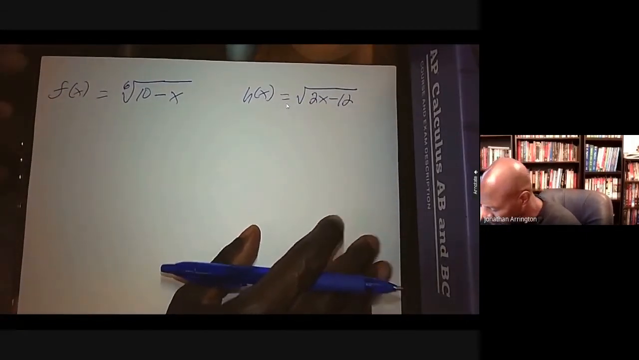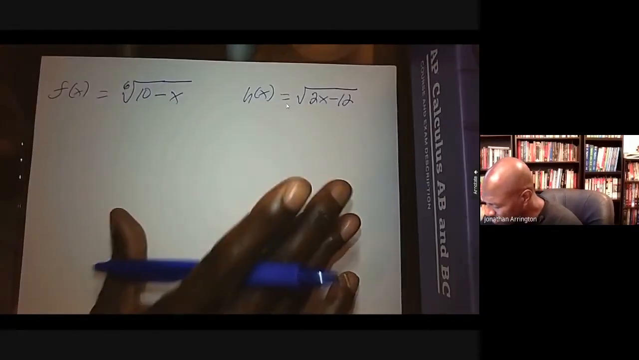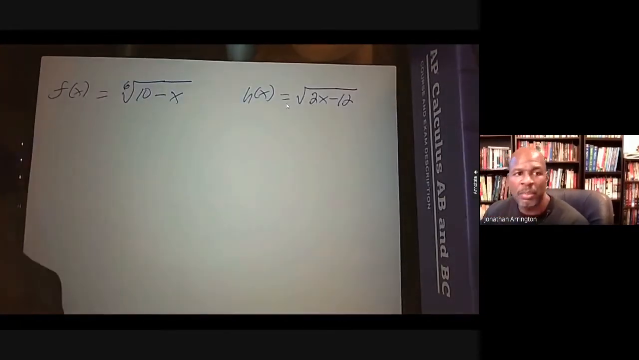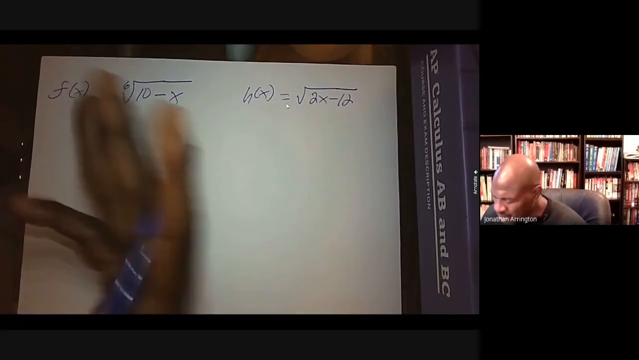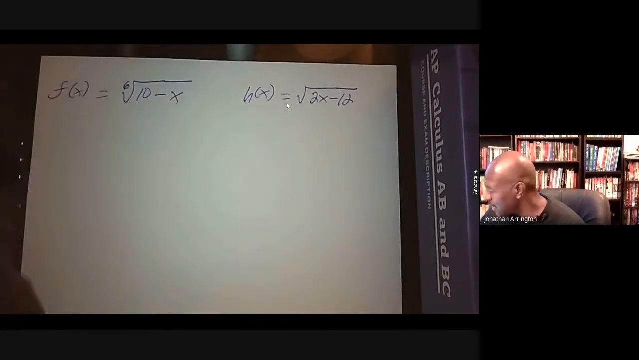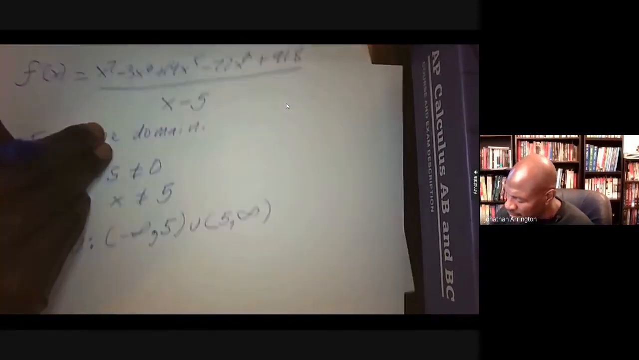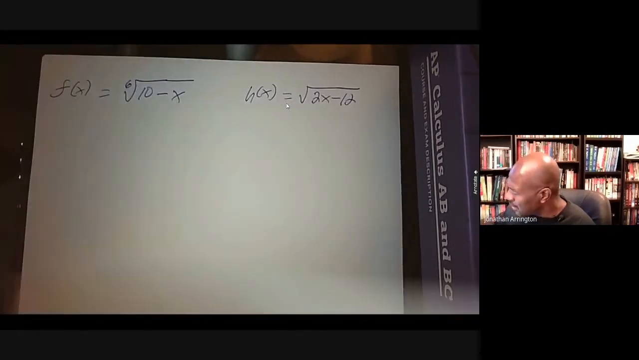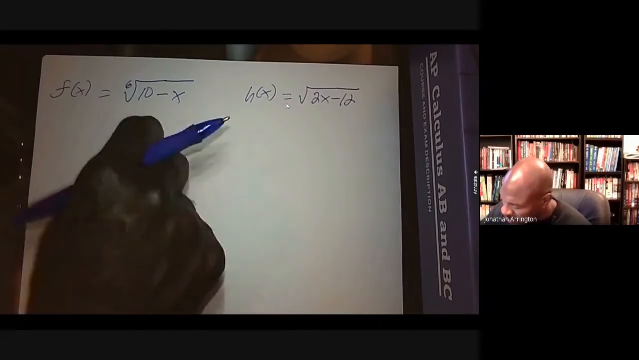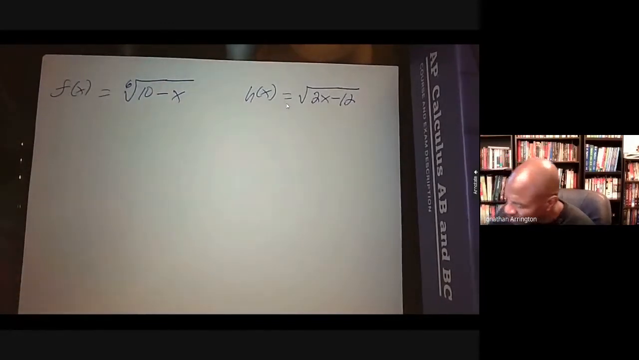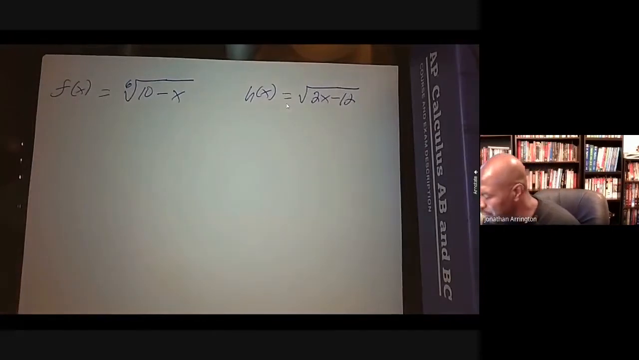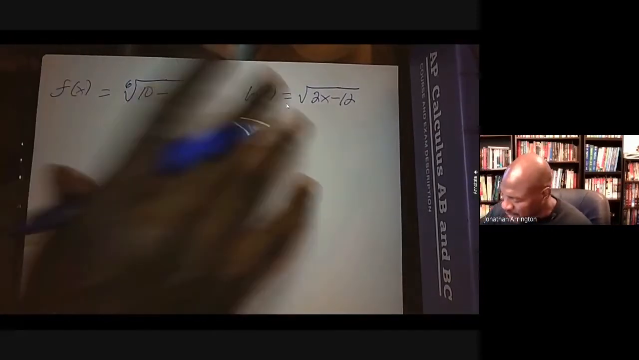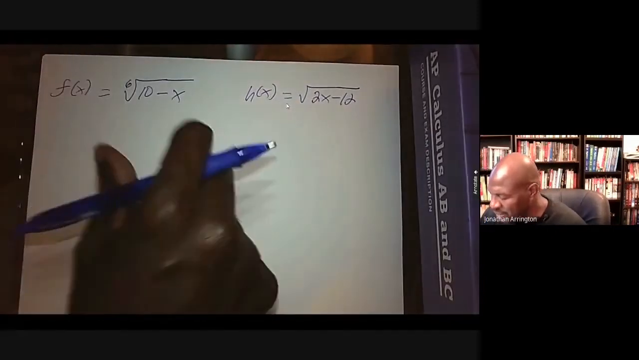So for this first function, I'm going to work it out. But as you get more familiar with these problems, generally a lot of these domain problems, you can just look at the problem and tell the answer. Like I can just look at this and tell that's going to be negative infinity to 5 union 5 to infinity. And same here, I can look at this and tell it's going to be negative infinity to 10, and I can look at this and tell this is going to be 6 to infinity. That's kind of where we want to get you, where you can just look and tell. But I will work it out.